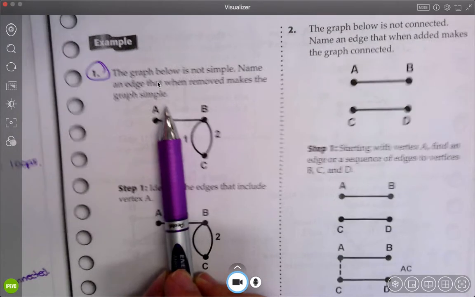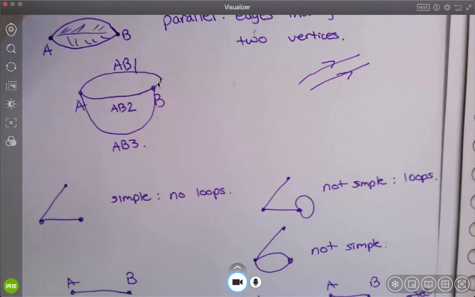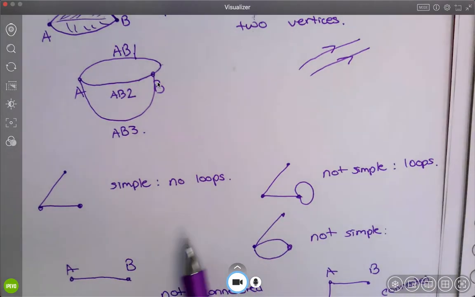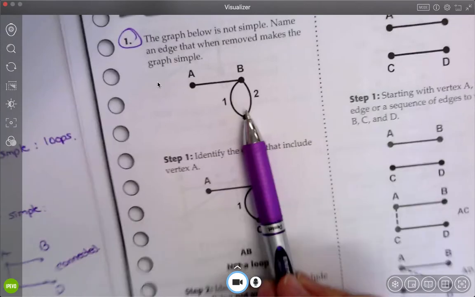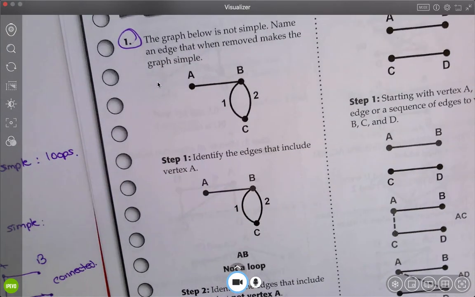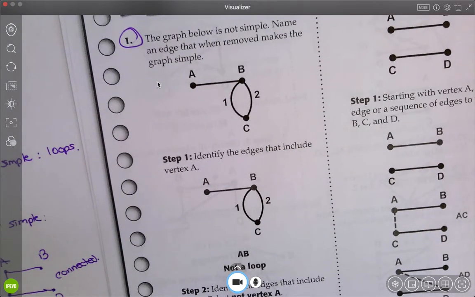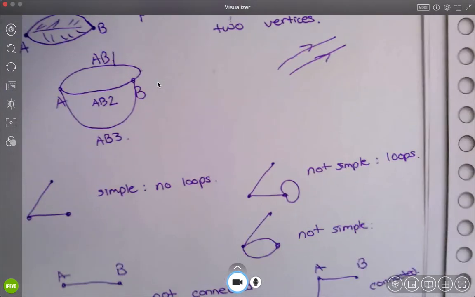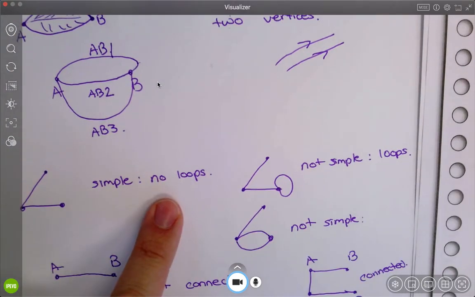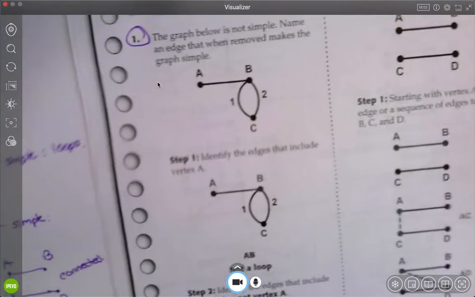Okay? So if we don't remember what simple means, we go back here. Simple says no loops. So they're asking us, name an edge that when removed makes the graph simple. So what can we remove to make this graph simple? So here we'll go back again. Simple means no loops. So what do I remove to get rid of the loop?